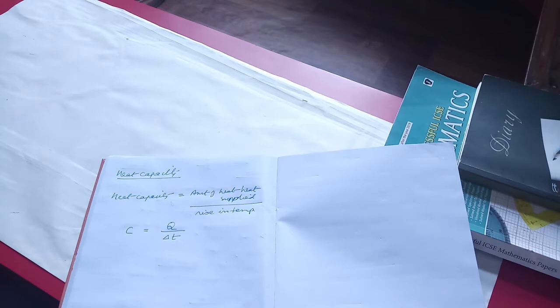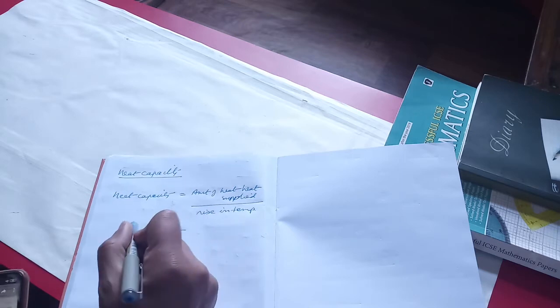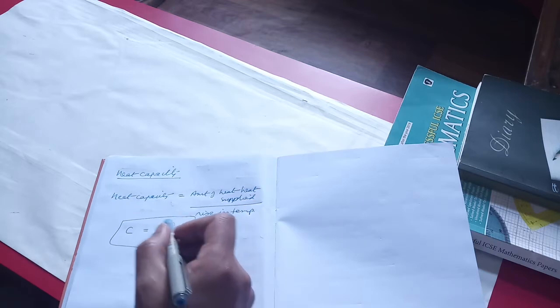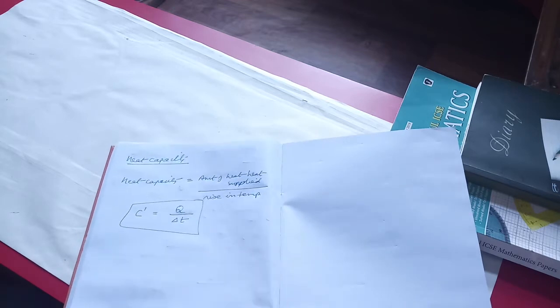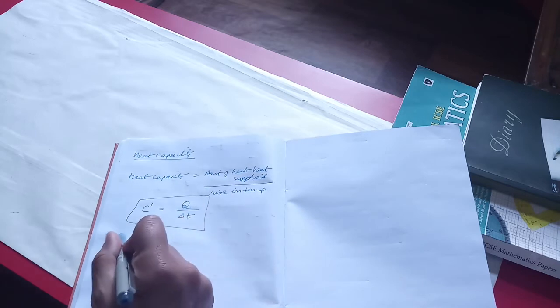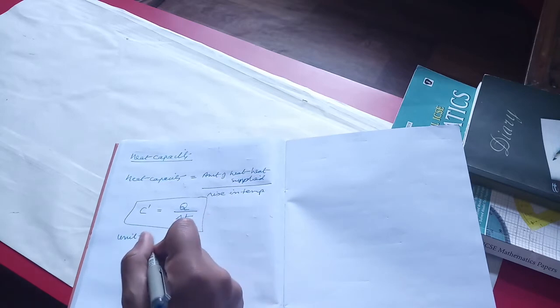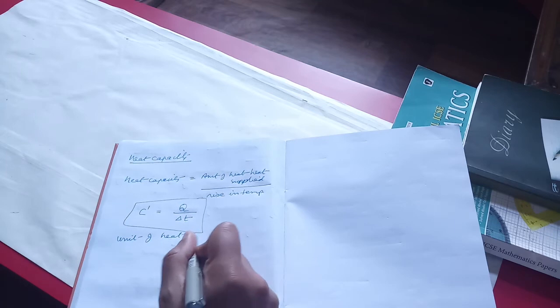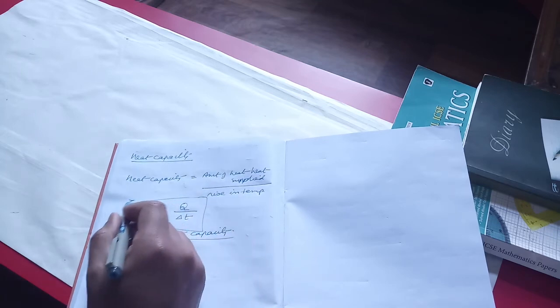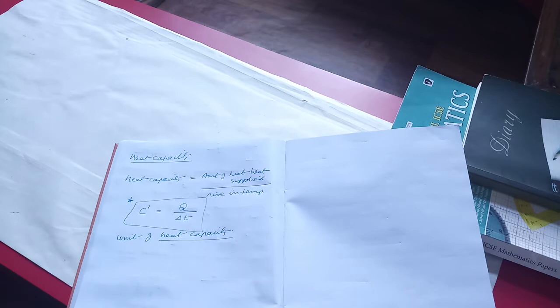Understood? Now we have got the units of heat capacity. This is the heat capacity. In the textbook, I think it is given in the symbol C dash. You can write it as C dash, heat capacity. Let us write down the units of heat capacity. This is very, very simple. This formula is quite important from an exam's point of view.